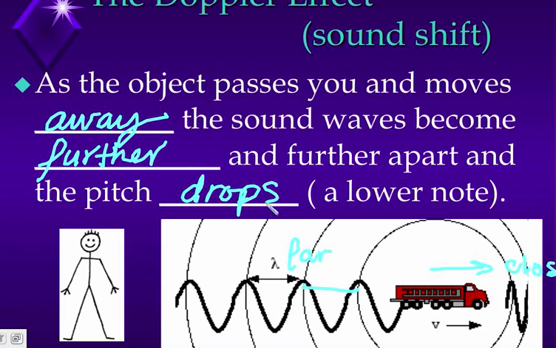Again, thinking about that sound of the car passing, right? It's going to drop down as the car moves past because the wavelength is getting big. So here's us, the fire truck has passed. We hear a lower pitch as the truck moves by.